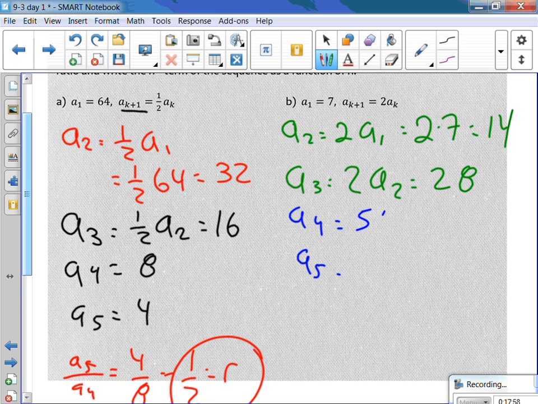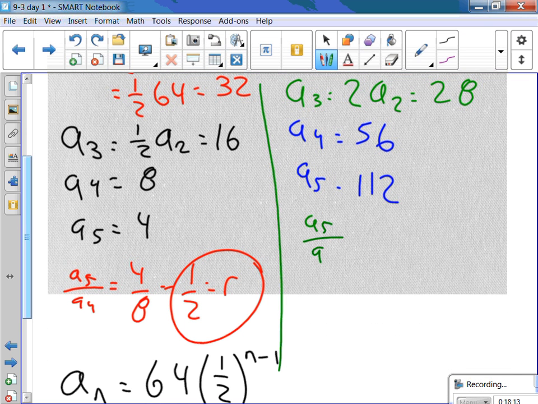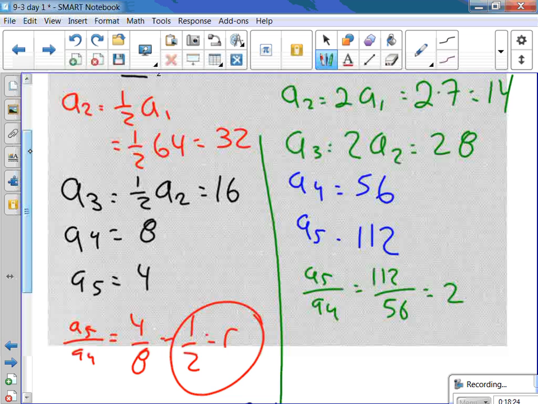So, Sean, what about the common ratio? 2. How'd you get that? Sean said we come up with 2. Likewise, again, doing 56 over 28, my A4 over A3, my A3 over A2, 28 over 14, 14 over 7. All of those give me that common ratio of 2, right?